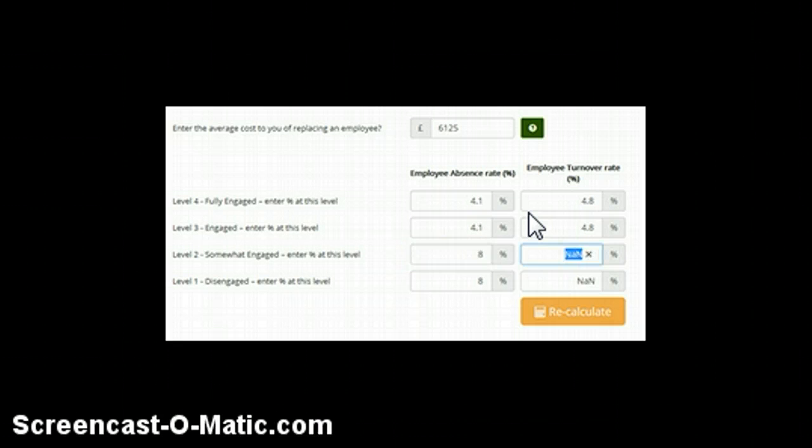In levels 1 and 2, it's significantly higher. It's nearly 15%. So this now causes us a problem because we are losing a high percentage of people, and we've also got a high percentage of people who are off sick throughout the year.